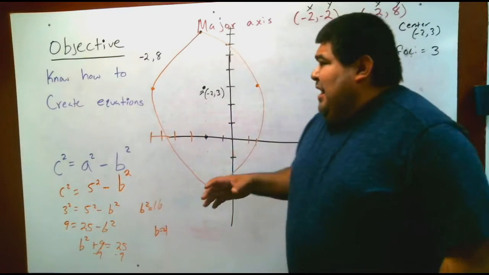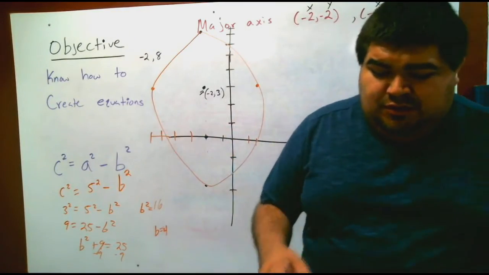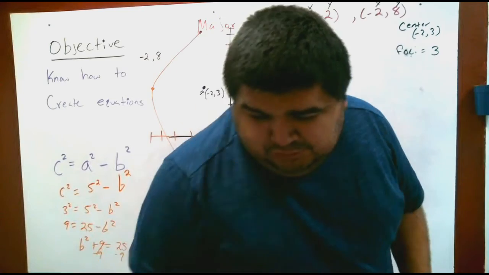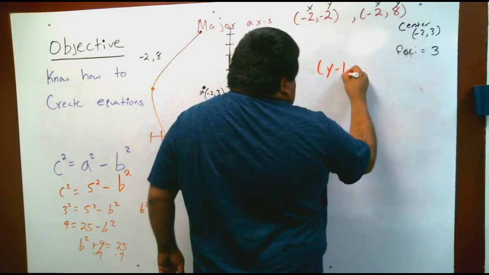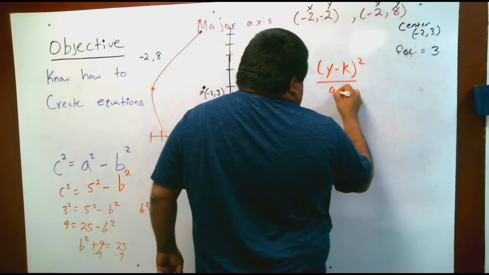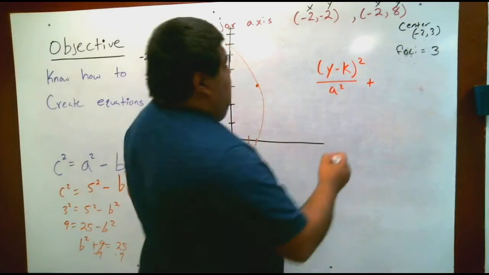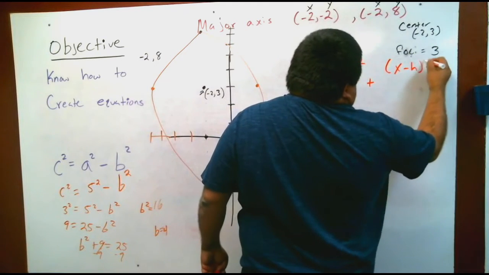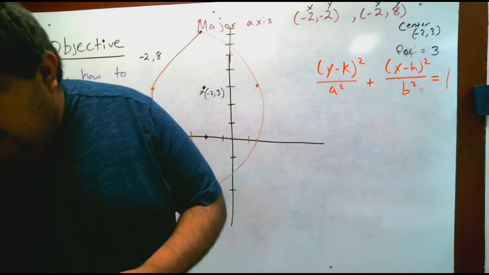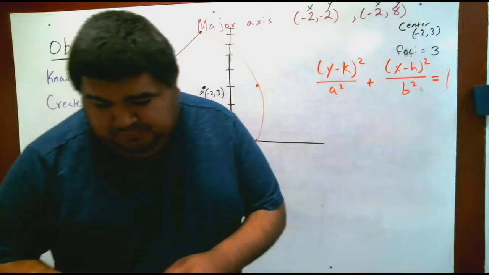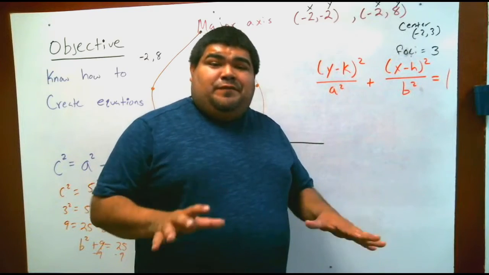Okay, now that we have our ellipse, all we have to do is write the equation. In order to write the equation, we know that we have to use, again, (y minus k) squared over a squared plus (x minus h) squared over b squared equals 1. Now that we have that equation in there, we know which one to use. All we have to do is plug in all of the information in there.